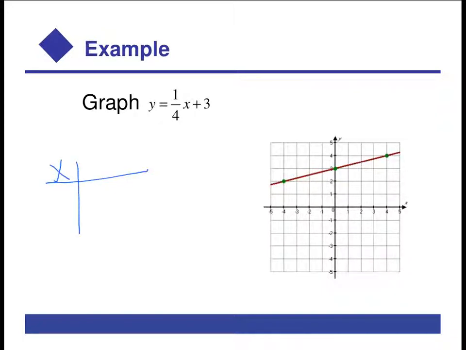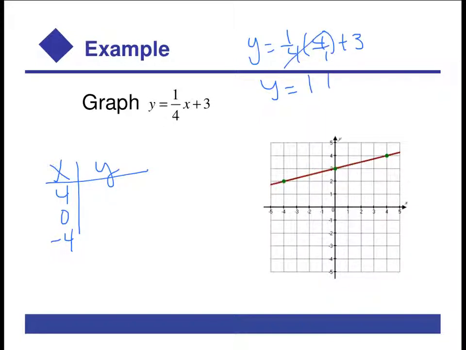So if we let x be 4, 0, and -4, that should clear it up. If I say y equals 1/4 times 4 plus 3, remember 4 over 4, or we drop a 1 up under here, these 4's are going to cancel, so you get 1, plus 3, so y equals 4. So our first point is (4, 4).